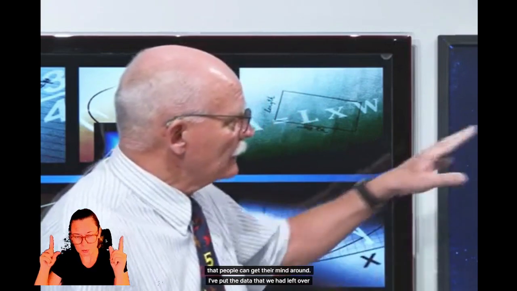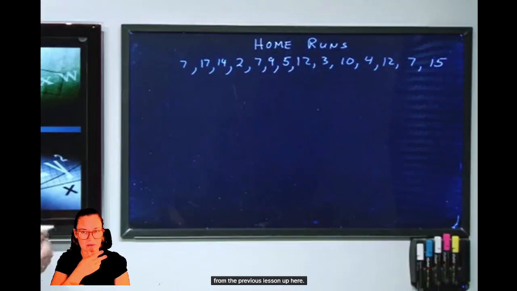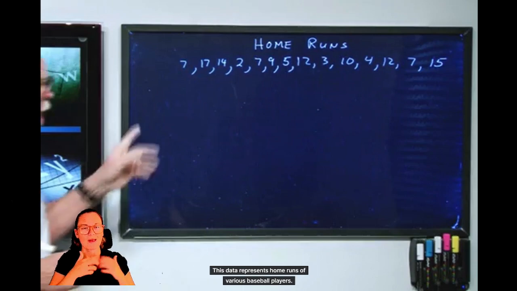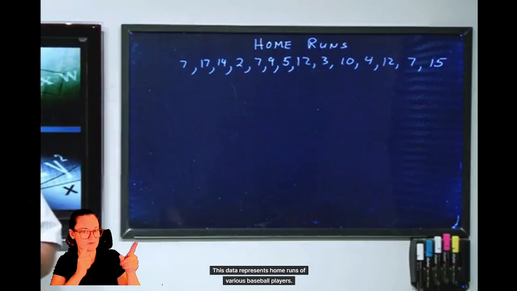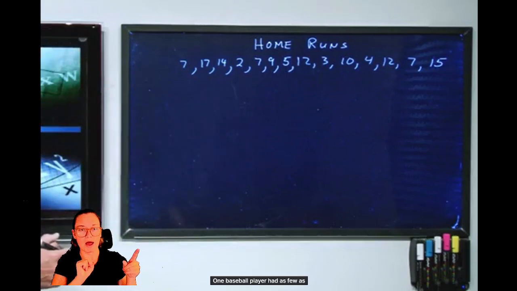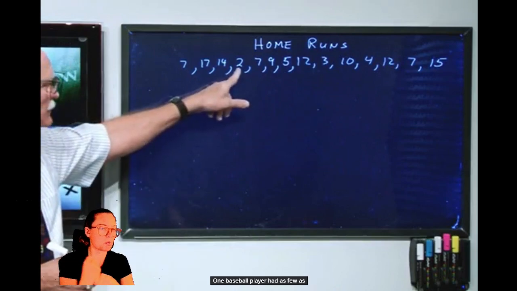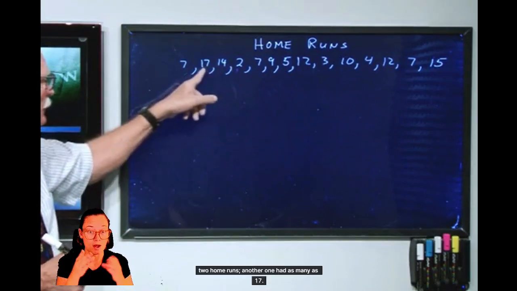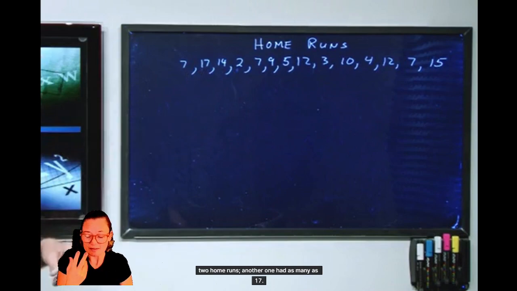We said that one of the jobs of people that do statistics is to take a big set of data and boil it down to a few numbers that people can get their mind around. I've put the data that we had left over from the previous lesson up here. This data represents home runs of various baseball players. One baseball player had as few as 2 home runs. Another one had as many as 17.